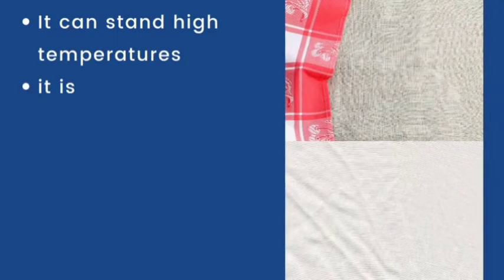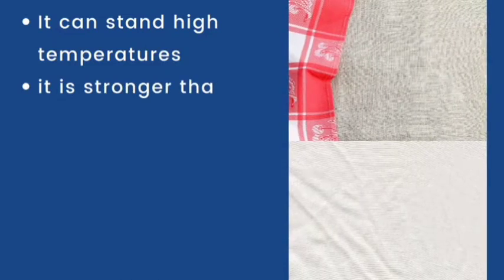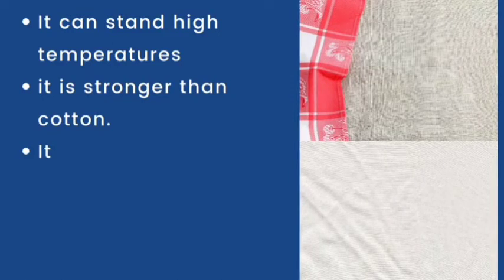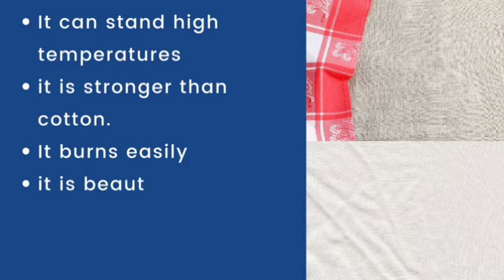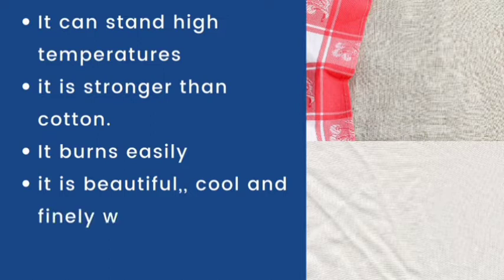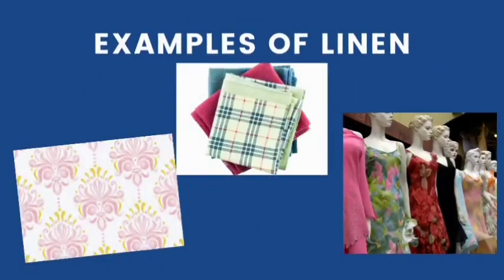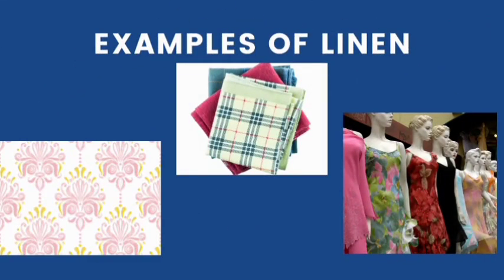It can stand high temperature. Linen is a good conductor of heat. It carries heat away from the body, so it is cool to wear. It burns easily. It is not fluffy, therefore it is suitable for dish or glass cloth. It is stronger than cotton. Examples of linen fibers are your handkerchief, your napkin, your lace, your damask, etc. All these are examples of linen fiber.